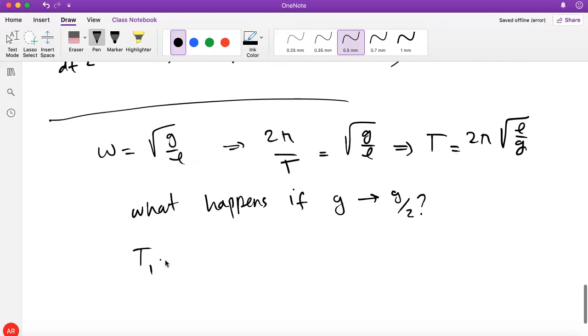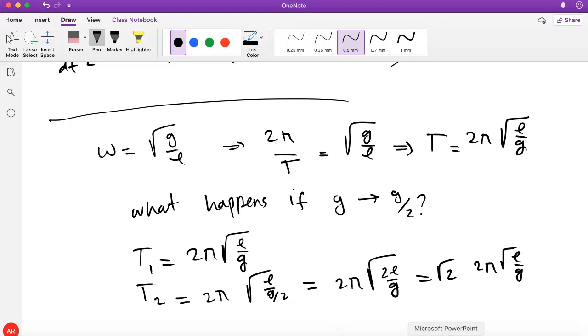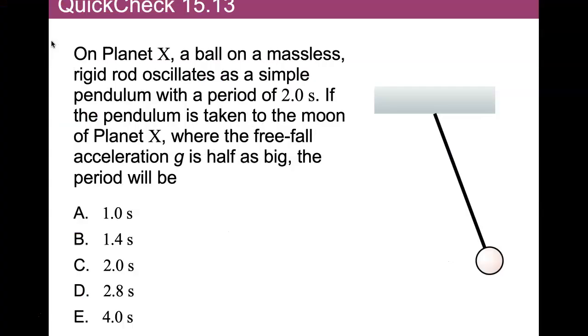Well, t1, the period on planet X, is 2 pi square root L over g. t2, the period on the moon of planet X, is 2 pi square root L over g over 2, which, this 2 goes upstairs, so that's 2 pi square root 2L over g, which is square root 2 times the same thing, 2 pi square root L over g. So it gets larger by a factor of square root 2, right? It's proportional to 1 over square root g, so if you cut g by half, you make it larger by a factor of square root 2. Okay, going back to our example, square root 2 is roughly 1.4, so multiplying 2 should give us 2.8 seconds.